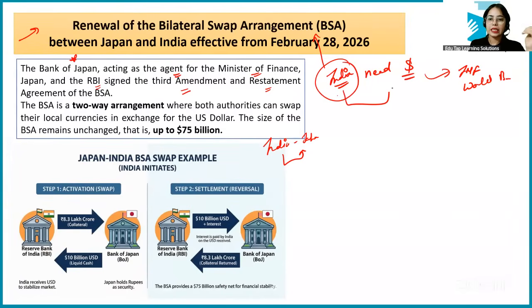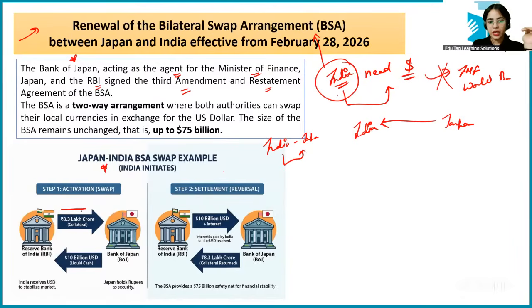So let's say India needs the dollars. Instead of directly going to the IMF and the World Bank, India can ask Japan to give the dollars to India. Okay, so this is the bilateral swap arrangement that we are going to understand. Japan can also initiate, but in this case, we are taking the example of India. So let's say India initiates and asks for the dollars.